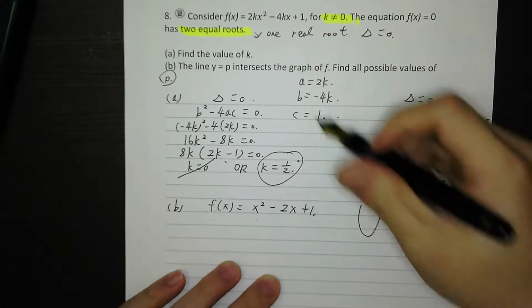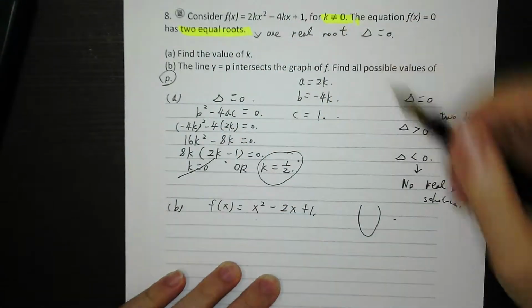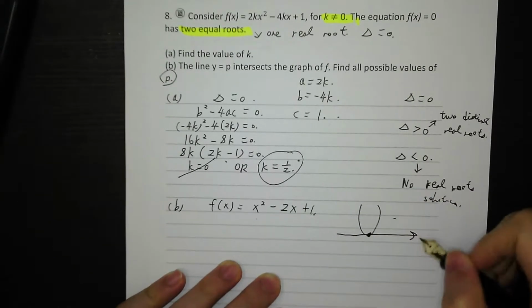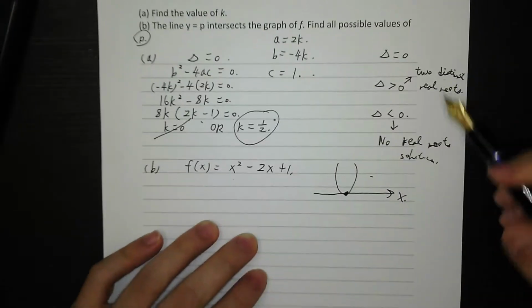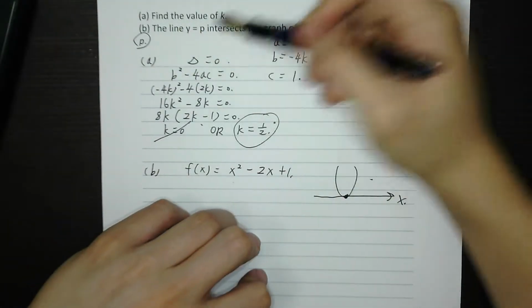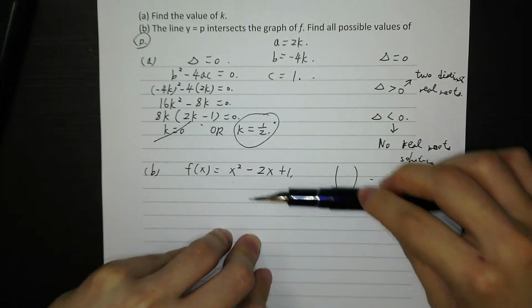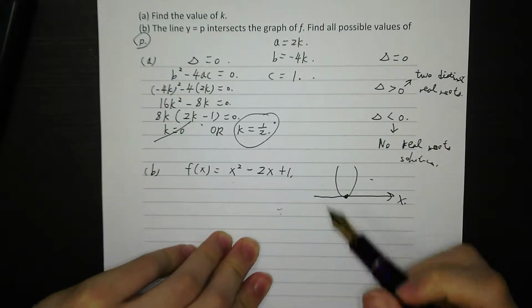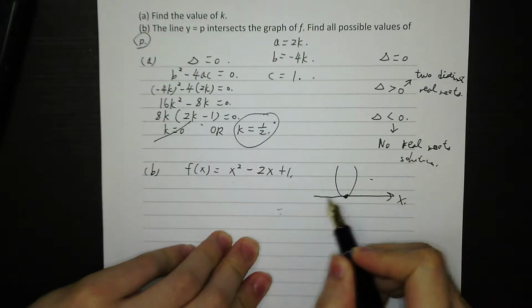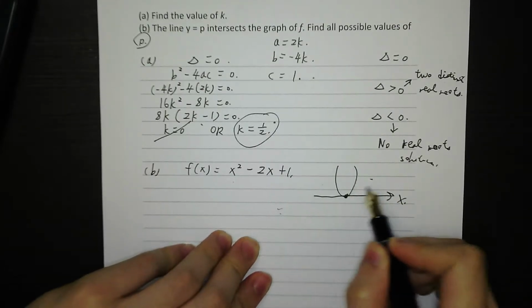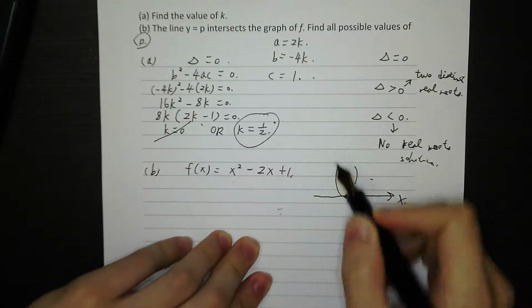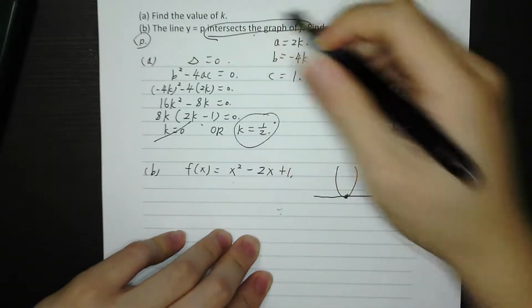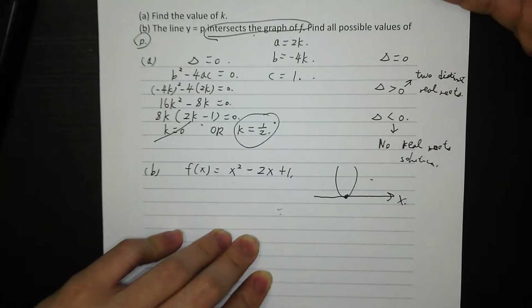Now we know it has only one real root. That means the minimum point is exactly on the x-axis, like this. That's the graph. So for the line y equals p, we can put a straight line here: y equals 0, y equals 1, y equals 2. Y equals 0 is exactly on the x-axis, overlapping it. Intersecting the graph means touching the graph, which can be at one point or more than one point.